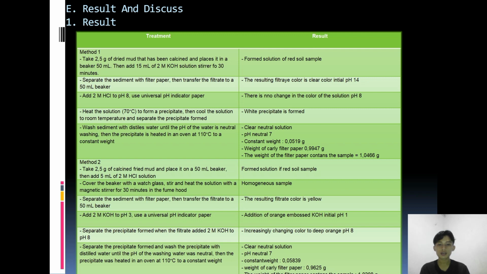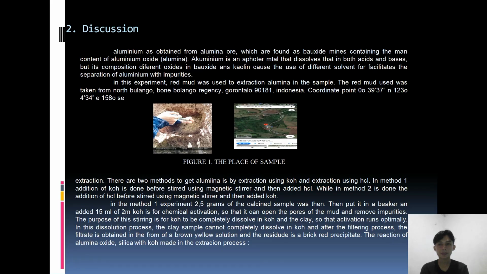Result, clean neutral solution, pH neutral 7, constant weight 0.5839, weight of the filter paper 0.9625 gram.